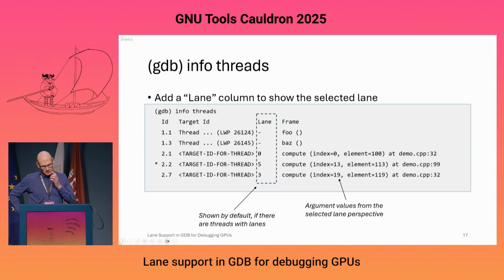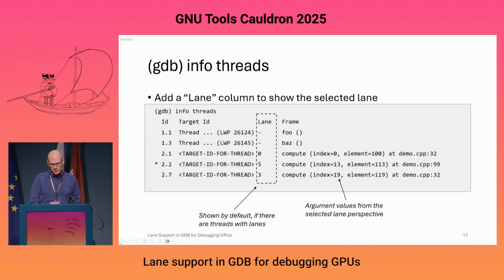Another important command here is info threads. So info threads gives you basically a table where for threads we see a bunch of information. It's the ID of the thread, the target ID, and then the frame. Now with the existence of lanes, we are proposing that we add another column here, a lane column, which would be shown if there are threads that have lanes.